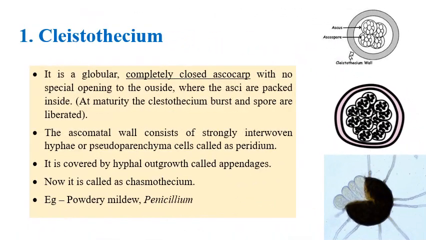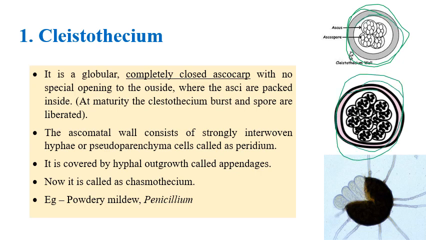We'll see one by one. The first one is a cleistothecium. It is very simple. There is nothing to look at in detail about this kind of sexual and asexual fruiting bodies. I will just tell you the definitions and the important points that we need to consider. The cleistothecium is a completely closed ascocarp. There is no opening, it is closed completely.